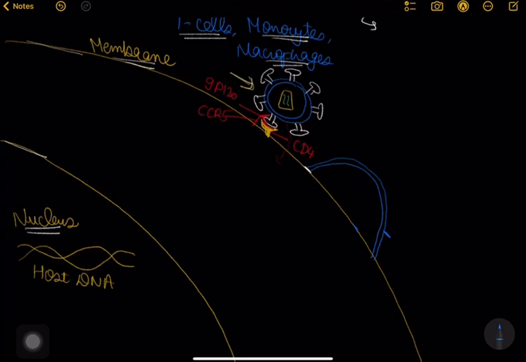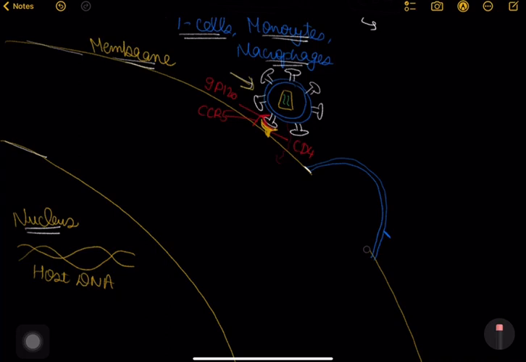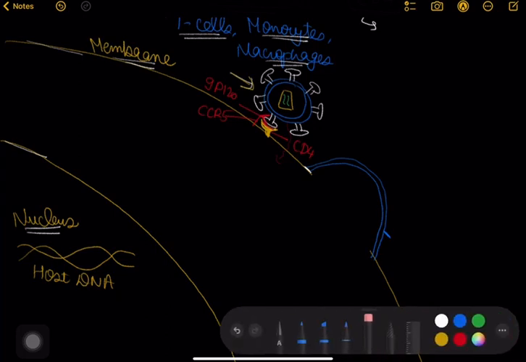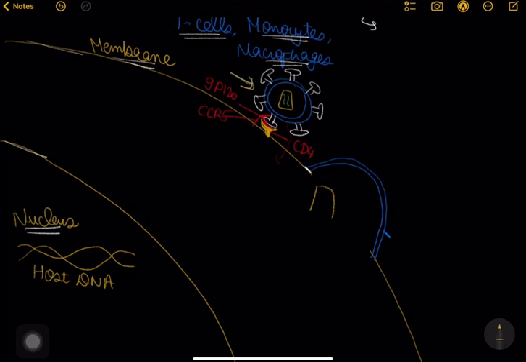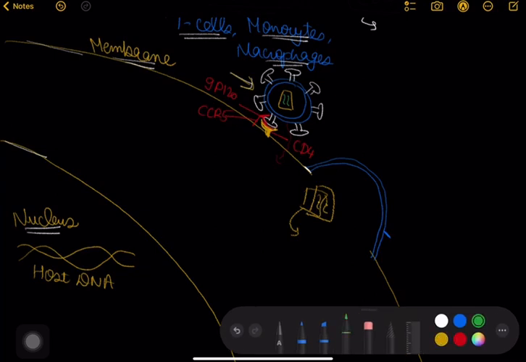Okay. Once the fusion occurs, what's going to happen? Once the fusion occurs, RNA is going to enter inside the cell. Right. So RNA enters inside the cell. Now from here we'll focus on only single RNA. Right? Both the RNAs will work in the same manner. So we'll focus on single RNA.